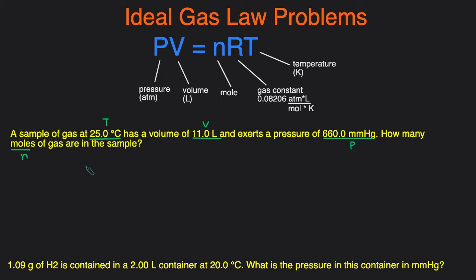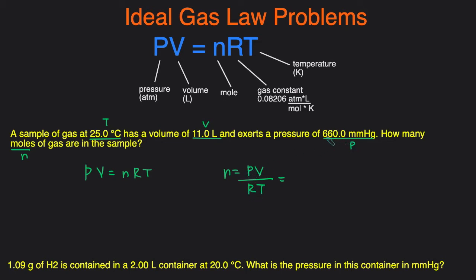So we'll just use PV equals nRT. In this problem, we're solving for the moles, so we're solving for n. We'll just isolate n, which will then be n equals PV divided by RT. We just divided by RT on both sides. Then it's a matter of making sure all these variables are in the correct units and then plugging it in. So let's start with P.